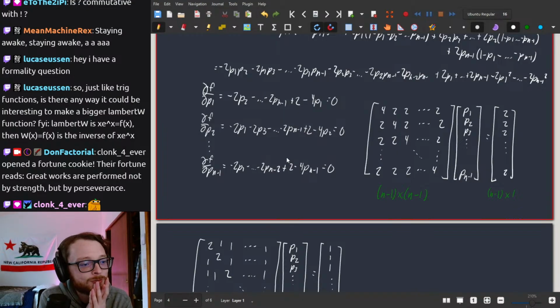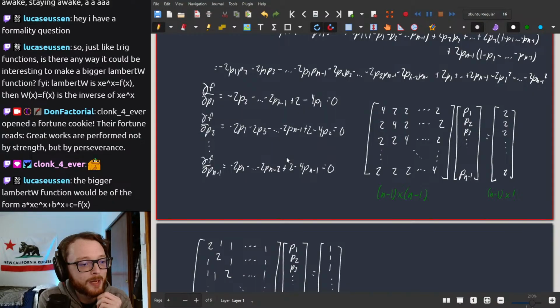So just like trig functions, is there any way it could be interesting to make a bigger Lambert W function? Lambert W, right? What do you mean bigger? And what's the name of a trig function that you make bigger? Clonk. Great works are performed not by strength, but by perseverance. That's a great fortune. That's one of the best fortunes, I think. I like that one.